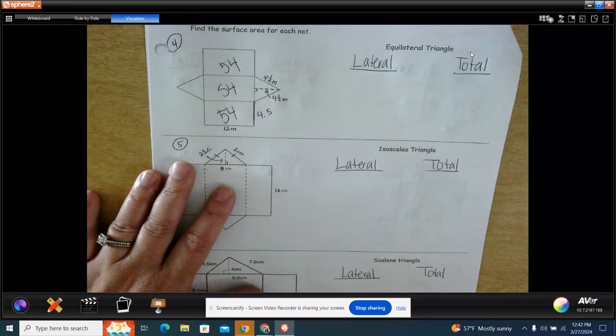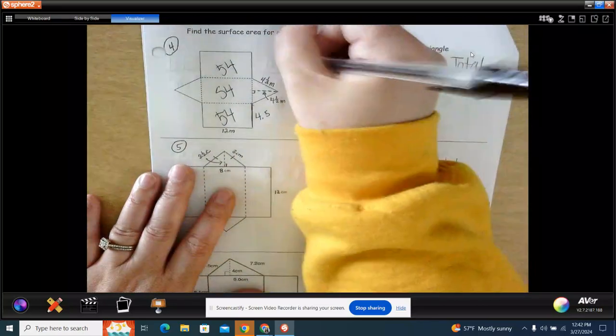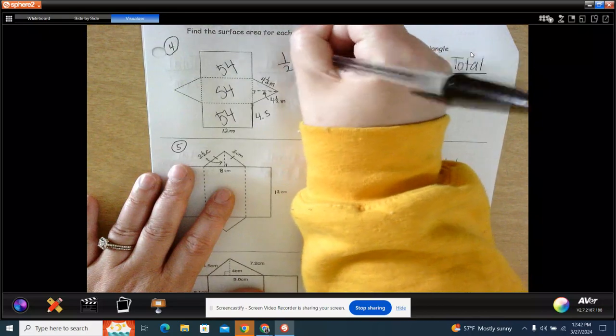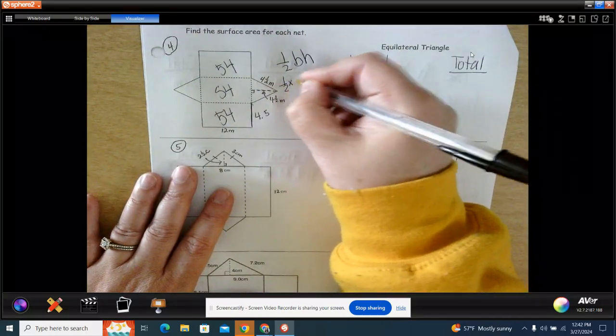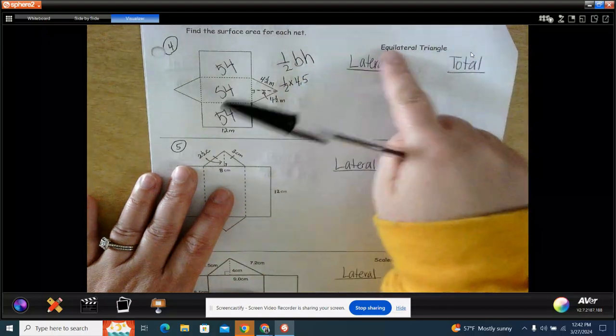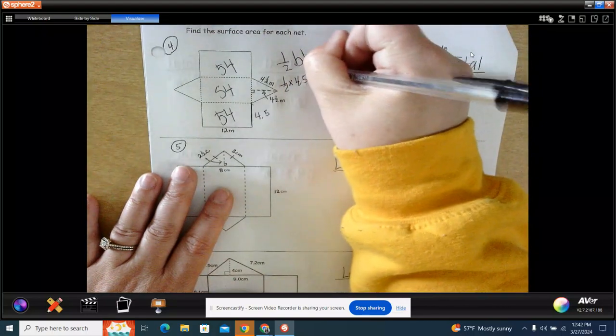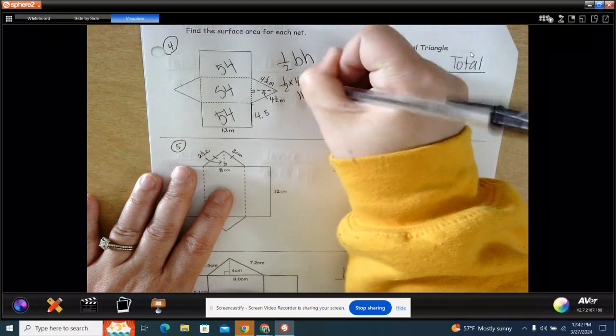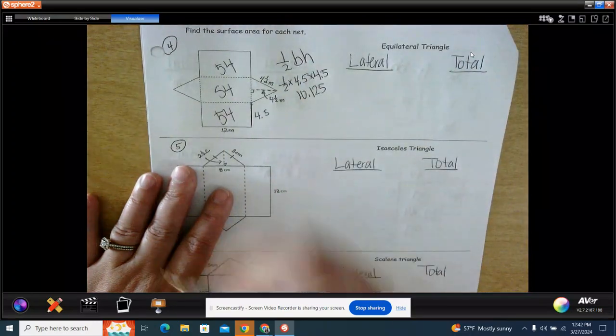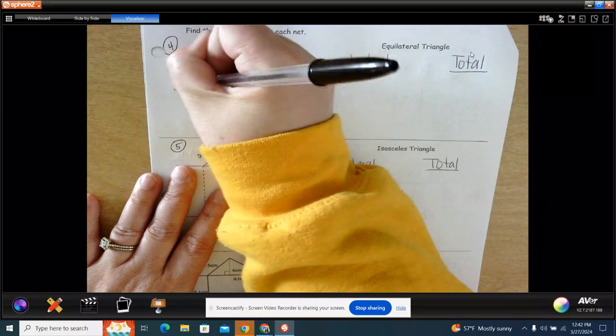Then we're going to find the area of a triangle, which is 1/2 BH, 1/2 base times height. The base of the triangle is 4.5 because it says equilateral. The height is also 4.5. And so that gives me a total of 10.125. And those are going to be both of my triangles.